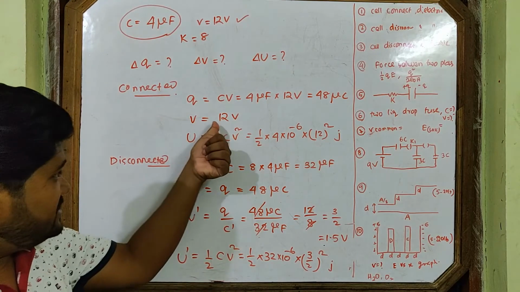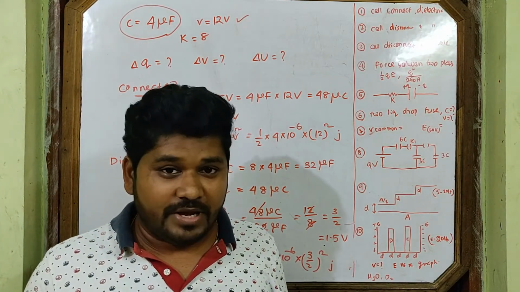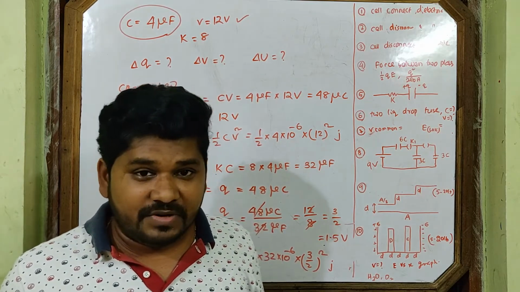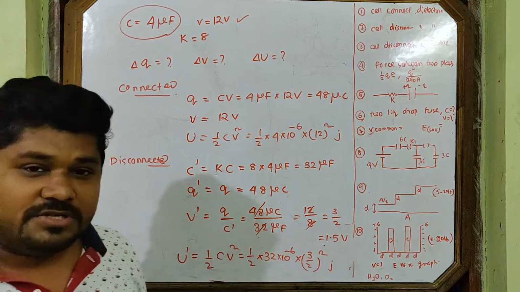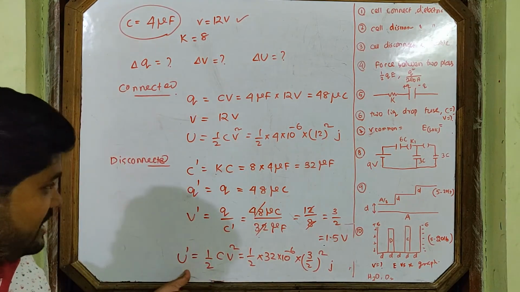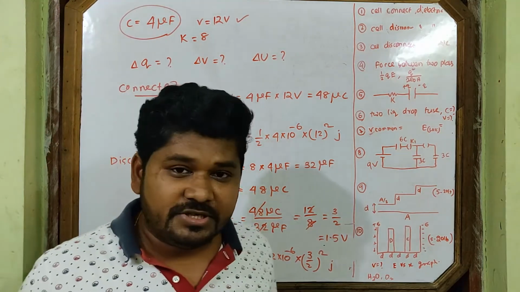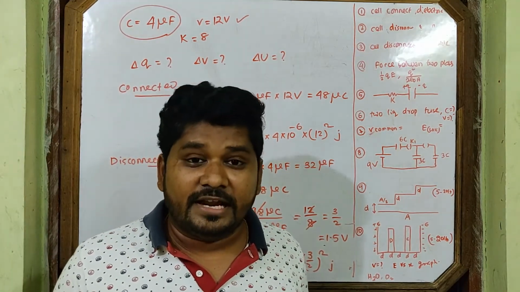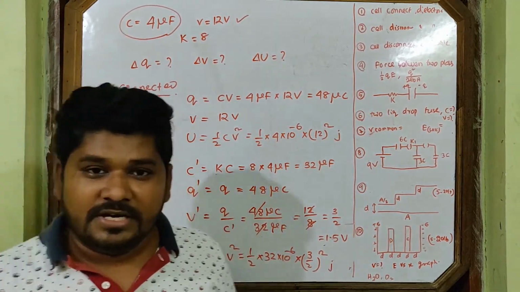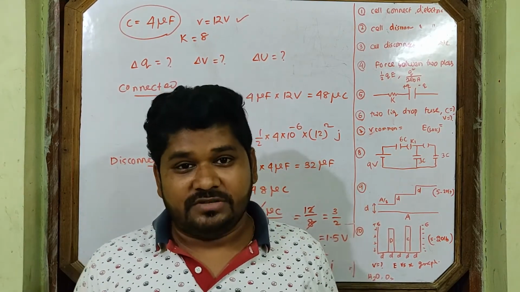Change in potential difference. It was 12 volt. Now it is 1.5 volt. You can do the subtraction, 12 minus 1.5. Then what about the energy change? Just do the subtraction, U minus U dash, and you will find the energy change. You will do the calculation and you will find. This question came in the 2020 board examination.